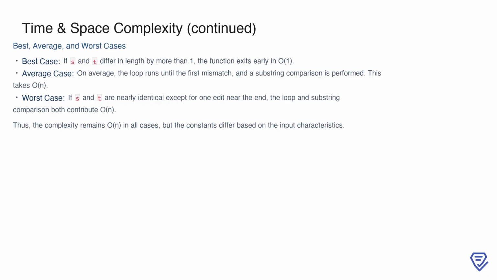For the average case, the loop typically runs until the first mismatch is found, at which point a substring comparison is performed. This results in a time complexity of O(n). In the worst case, the strings might be nearly identical except for one edit near the end. Here, the loop has to iterate through almost all characters, and the substring comparison also contributes O(n). Despite these variations, the overall time complexity is consistently O(n) across all cases, with the only difference being the constants involved depending on the input characteristics.